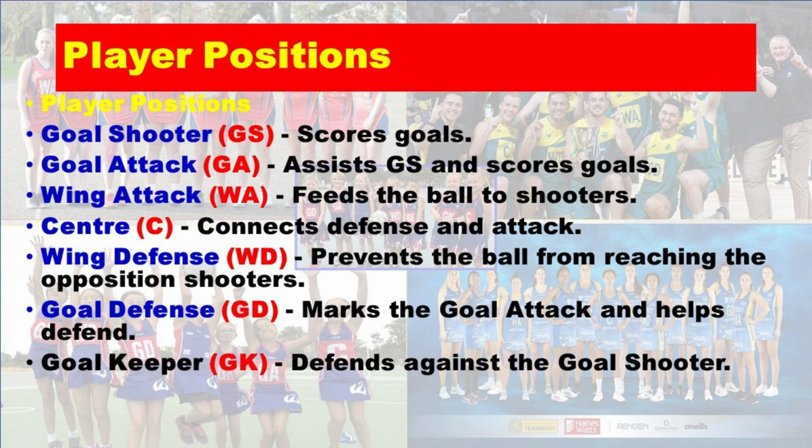Player positions. Goal shooter, GS, scores goals. Goal attack, GA, assists GS and scores goals. Wing attack, WA, feeds the ball to shooters. Center, C, connects defense and attack. Wing defense, WD, prevents the ball from reaching the opposition shooters. Goal defense, GD, marks the goal attack and helps defend. Goalkeeper, GK, defends against the goal shooter.